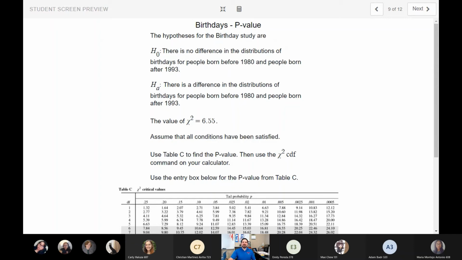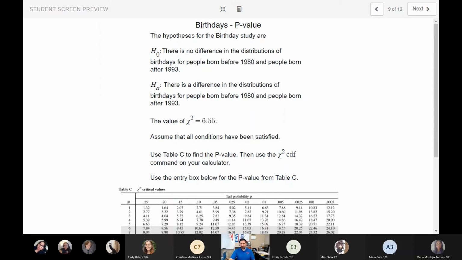We're going to use table C to find the p-value, then use a chi-squared CDF command in your calculator to also find the p-value. We have a small excerpt of table C, which contains the part that you will need. I do not know how small that shows up on your screen. I'm going to put a link to the formulas and tables in the chat in case you would prefer to use that. It links back into Canvas with that document.